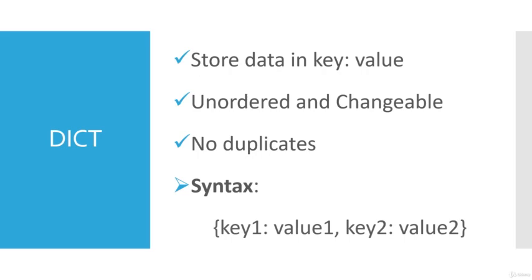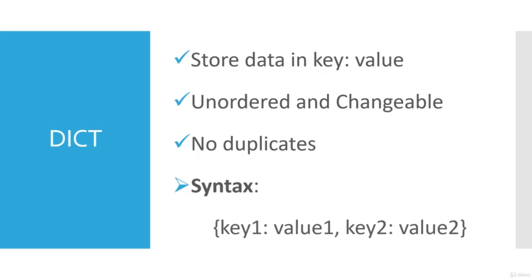So what is the meaning of unordered? Okay, when we say that a dictionary is unordered, it means that the items don't have a defined order, and you can't refer to an item by using an index number.